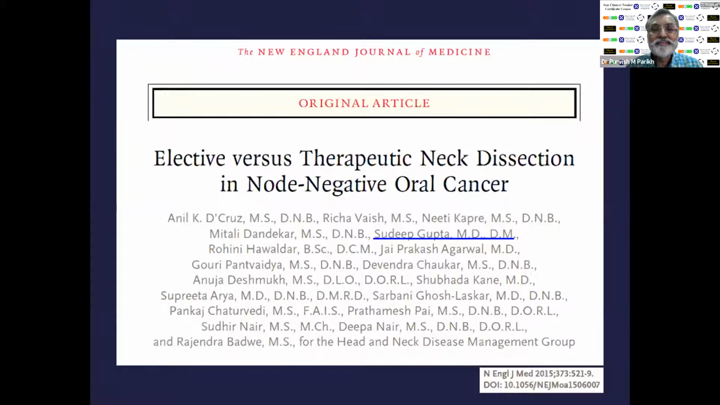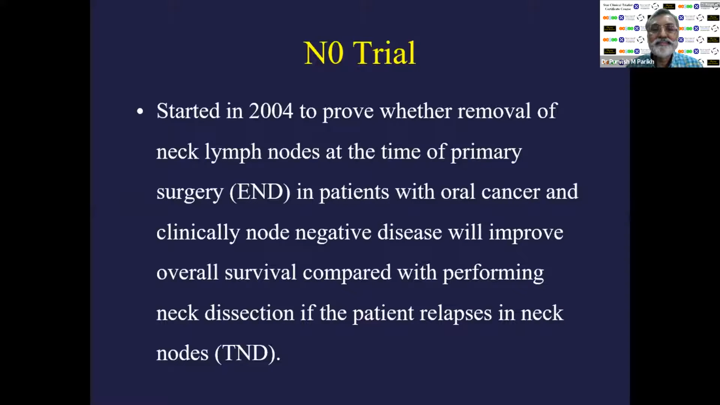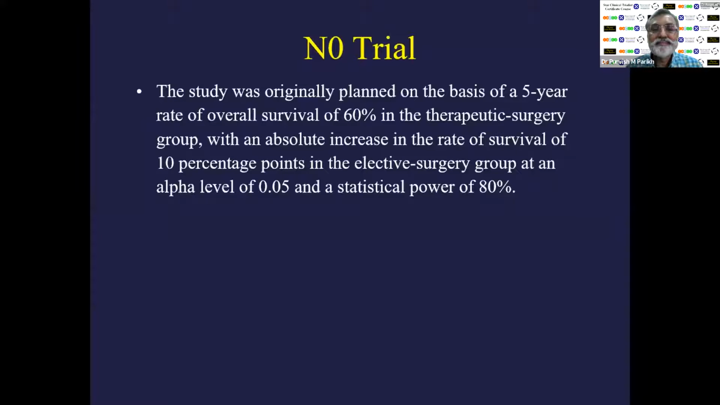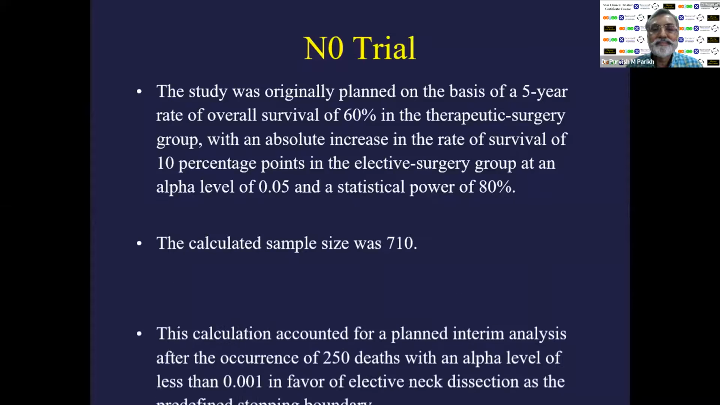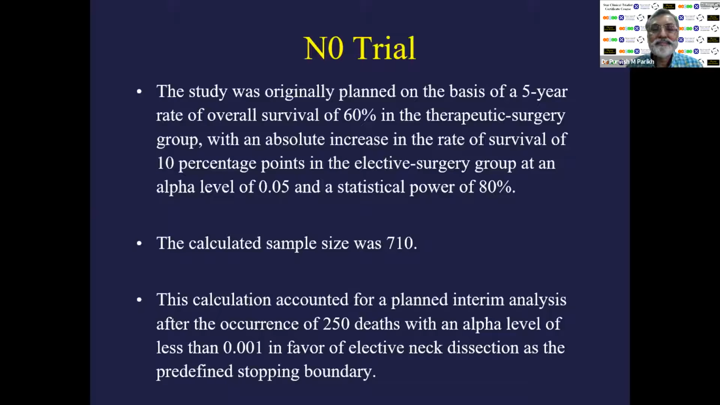Our own study led by Dr. Anil D'Cruz in head and neck cancer had a similar conundrum. So this was a study of elective versus therapeutic neck dissection in patients with clinically node negative oral cancer. The trial was originally designed to prove a 10% absolute improvement in overall survival from 60% to 70% between therapeutic neck dissection, which is dissection at the time of relapse, versus elective neck dissection, which is dissecting a clinically node negative neck at the time of initial surgery. And the alpha was 0.05, statistical power was 80%, the original sample size was 710. This calculation accounted for 1 planned interim analysis at the alpha level of 0.001.